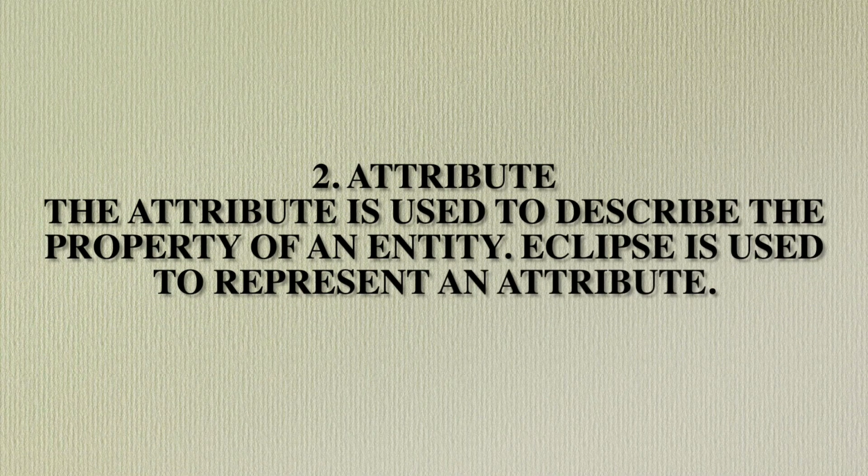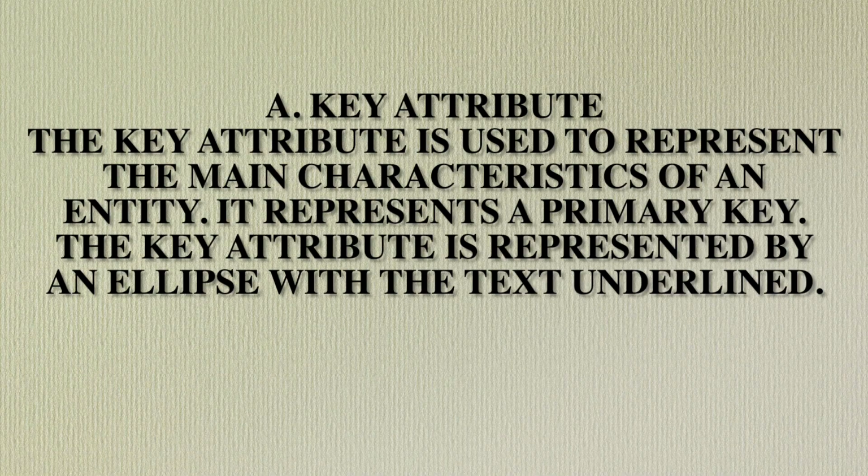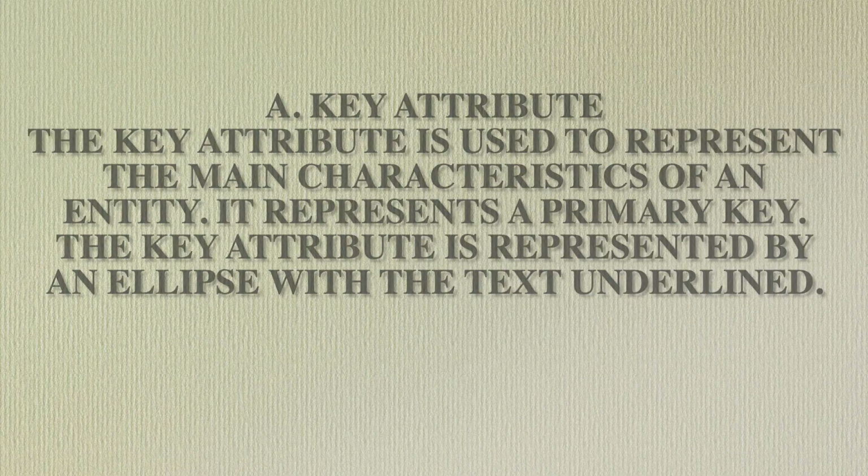2. Attribute. The attribute is used to describe the property of an entity. An ellipse is used to represent an attribute. A. Key attribute. The key attribute is used to represent the main characteristics of an entity. It represents a primary key. The key attribute is represented by an ellipse with the text underlined.